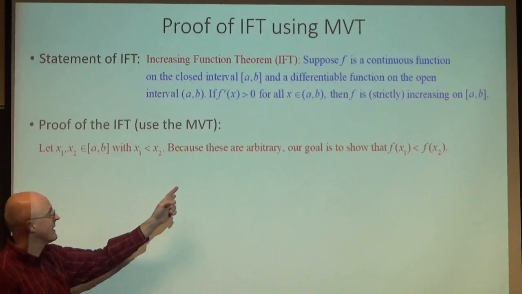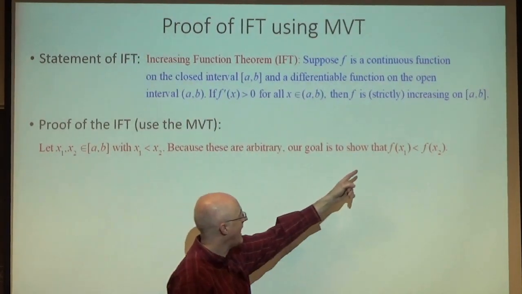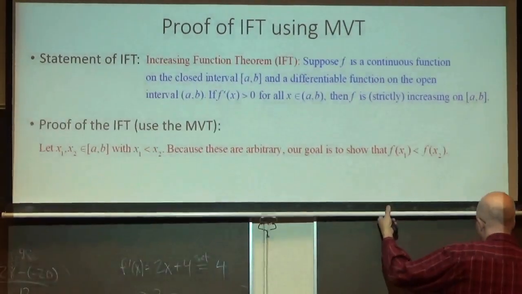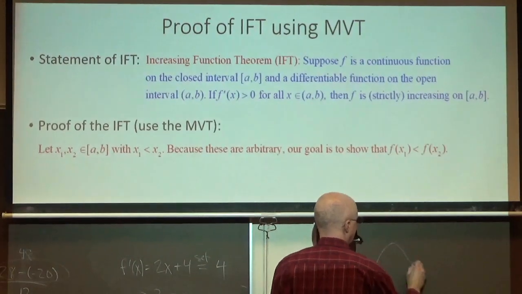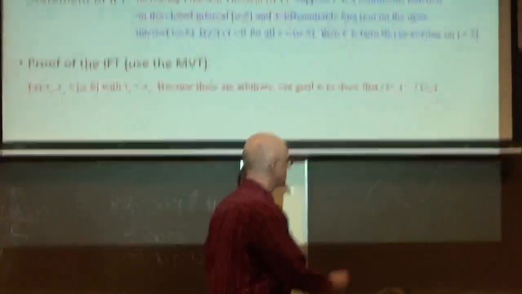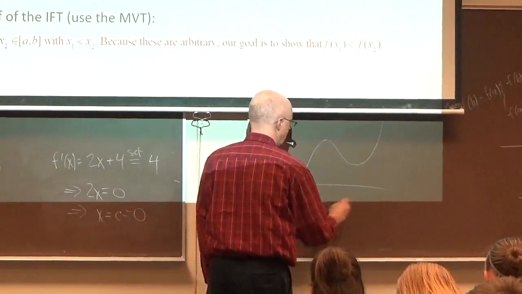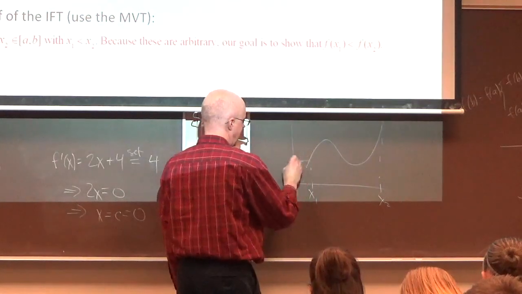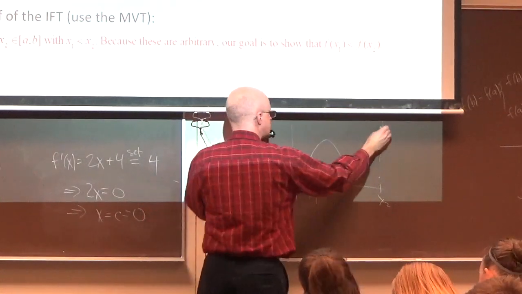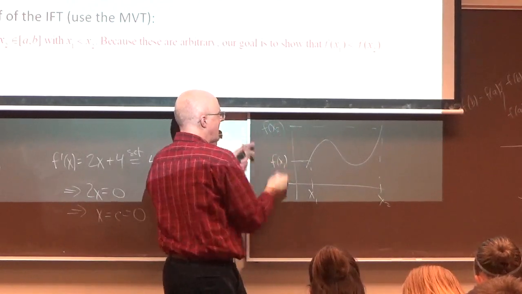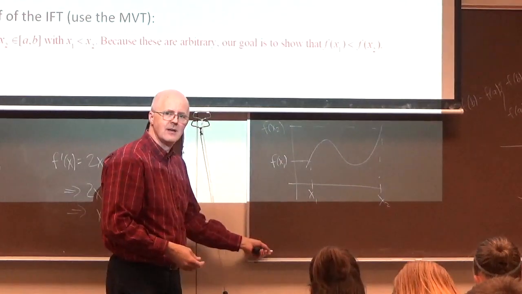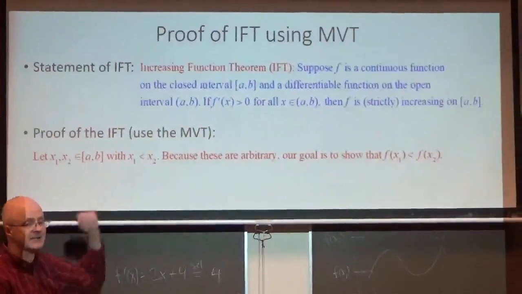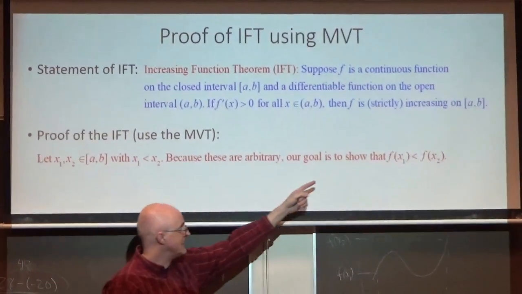Because these are arbitrary, our goal is to show that f of x1 must be less than f of x2. You can have functions that are not increasing. Maybe they go up and down. And you could have two numbers, say x1 and x2, where f of x1 is less than f of x2, but the function is not always increasing. It's the fact that x1 and x2 are arbitrary, they can be anything in the interval with x1 less than x2, that allows us to be done when we show that's true.